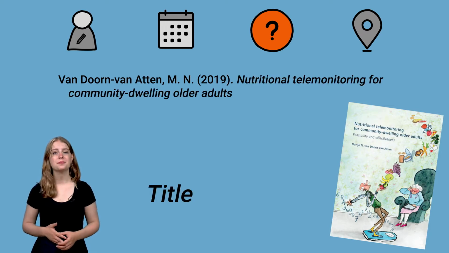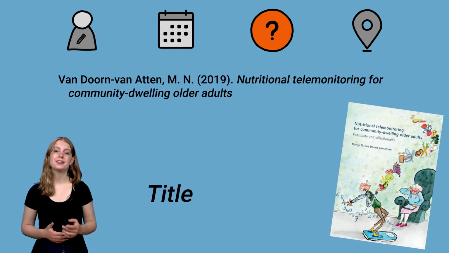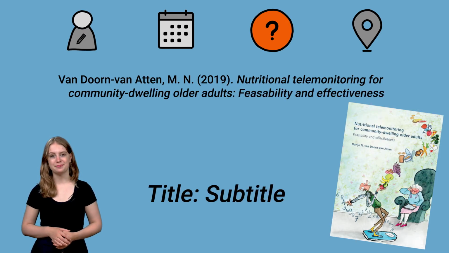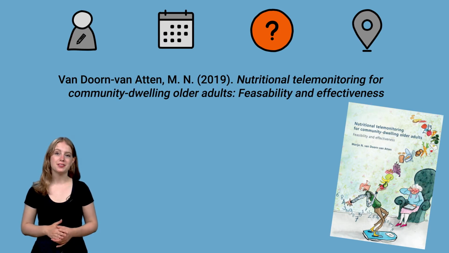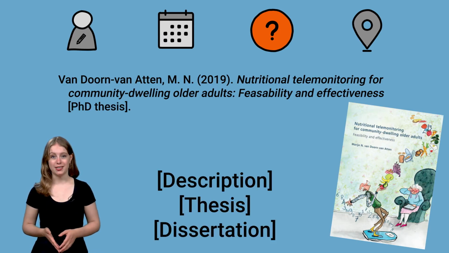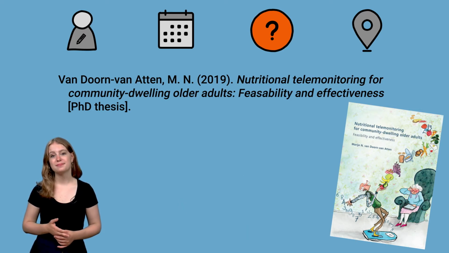What is the title? The publication title is noted in italics. If there's a subtitle, end the main title with a colon and start a subtitle with a capital letter. Follow the title with the description in square brackets. For example, thesis or dissertation. Check the source and copy the term used there. You can also add a self-made description if the source makes no mention of it.